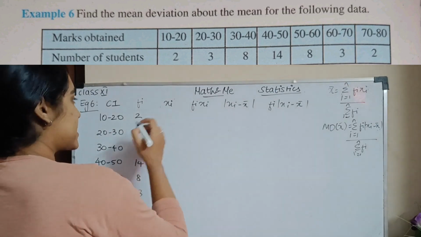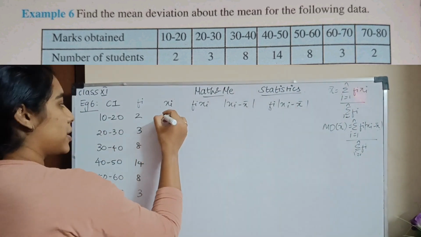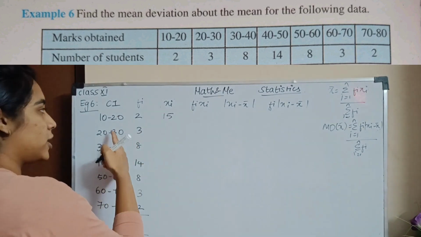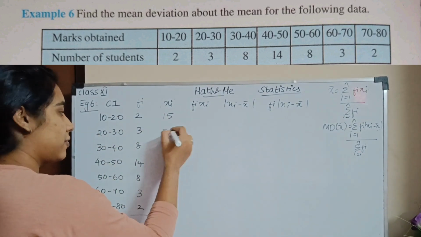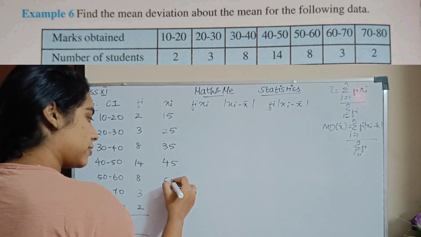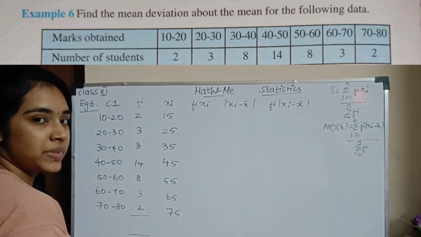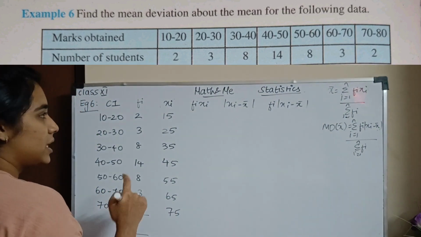Now what is the value of xi? 10 plus 20 divided by 2, which is 30 by 2, 15. So basically the middle value. Here 15, and then it will be 25, 35, 45, 55, 65 and 75. I found out my xi's. Now what is fi xi?